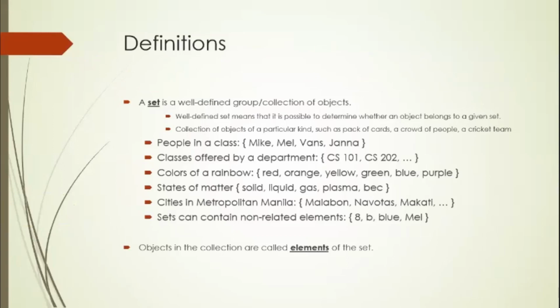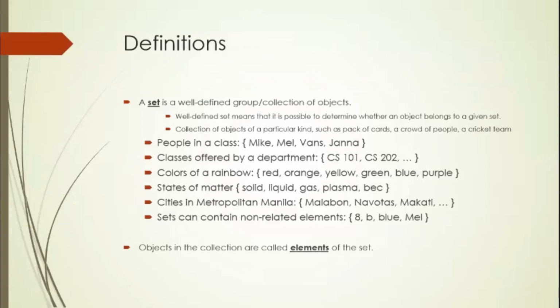So again, as mentioned, we can determine whether an object belongs to it. Let's say, for example, for people in a class, somebody is looking for Choco. You would know that Choco doesn't belong to that class because the class only comprises Mike, Mel, Vance, and Jana. That is what is meant by it being possible to determine whether an object belongs to a given set. Cities in Metropolitan Manila: what if someone says Cebu City? We all know that Cebu City is not part of the cities in Metropolitan Manila.